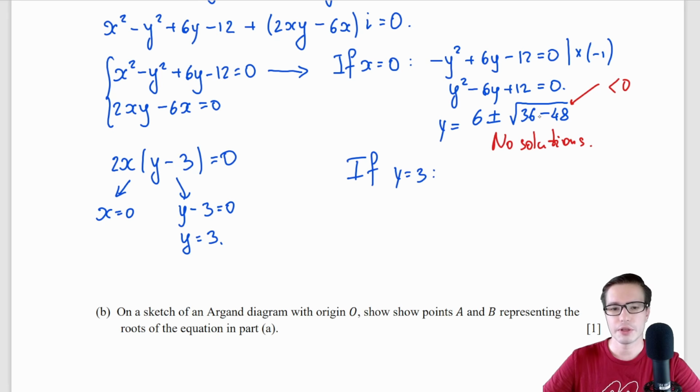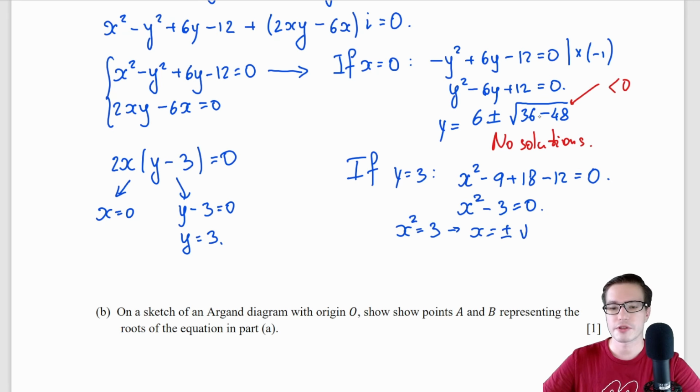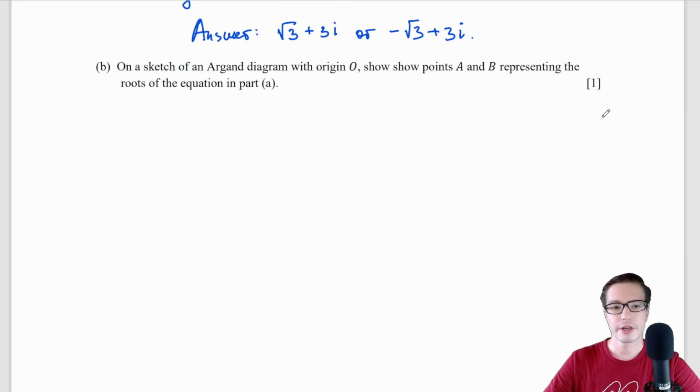Substitute 3 into the equation, we'll get x squared minus 9 plus 18 minus 12 equals 0. That brings us to x squared minus 3 equals 0. So x squared is 3, and x would be plus or minus square root of 3. Here we go, the answer is going to be square root of 3 plus 3i, or negative root 3 plus 3i. The Argand diagram comes next.